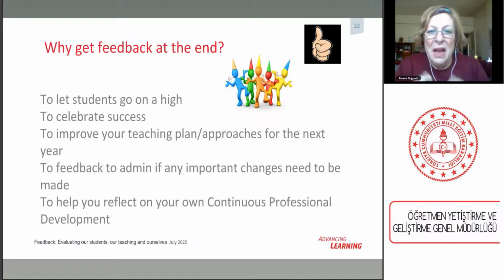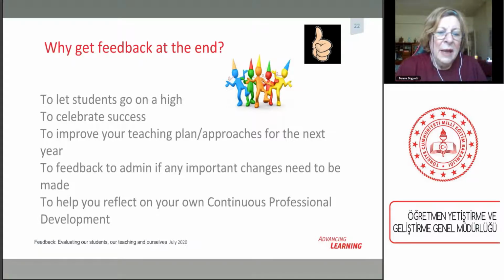Another reason why we ask for feedback at the end is we want students to go out on a high. We want to celebrate any kind of success, all kinds of success. We want to improve our teaching plans, our approaches, obviously, for the next year.